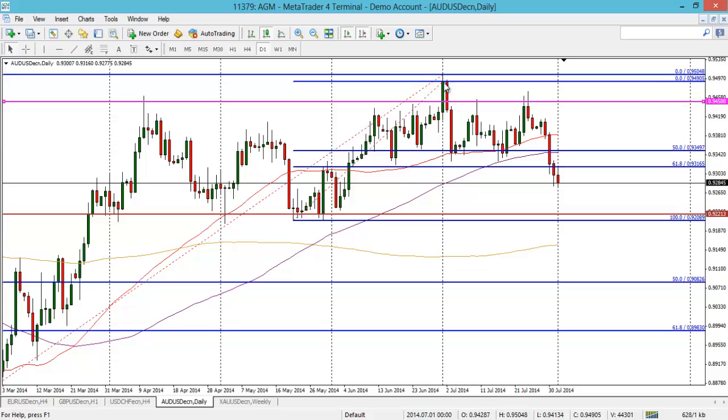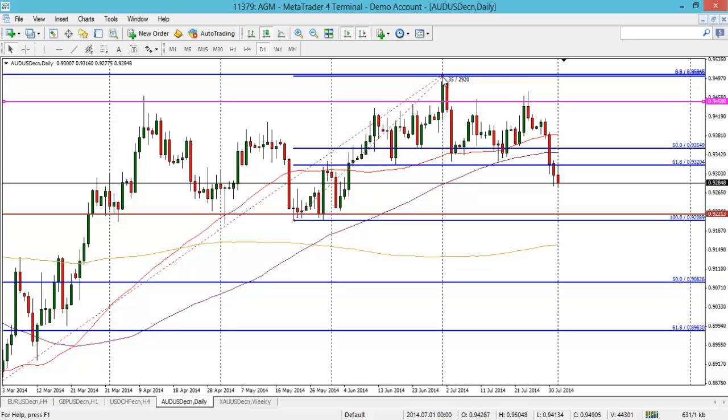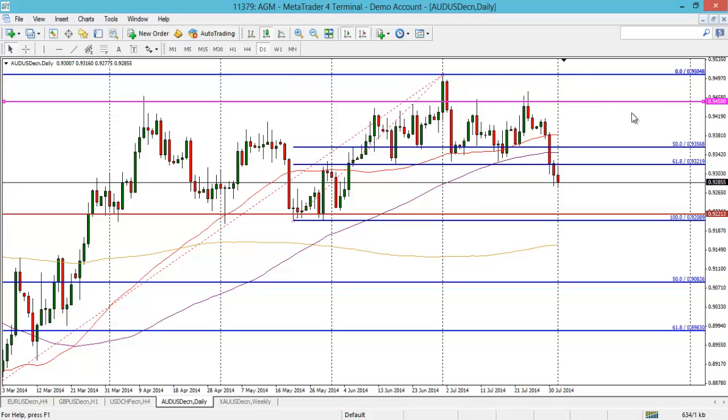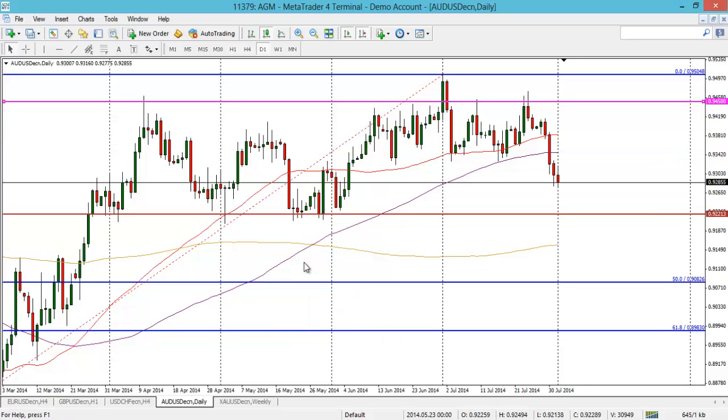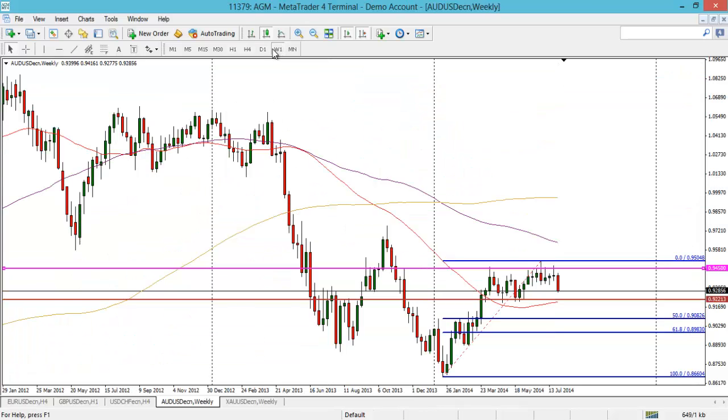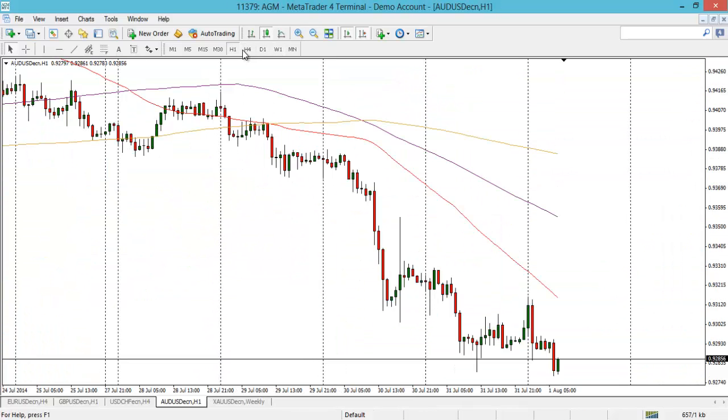Where this one here, remember, held for quite a while, but it failed to take out the 0%. It got capped at that key 0.9450s, and it's just closed below. And you can see it tried hanging on to that 61.8 there, and it's just closed below. So I think that fib is now done and dusted, and it's all about the 0.9220s in terms of next key support now. And that's pretty much it.